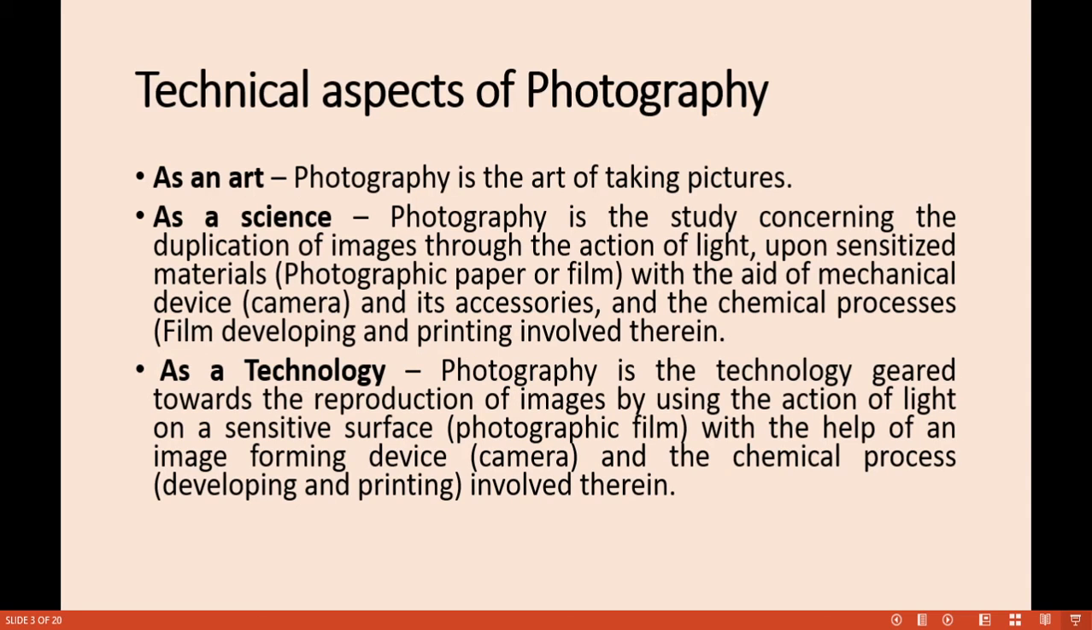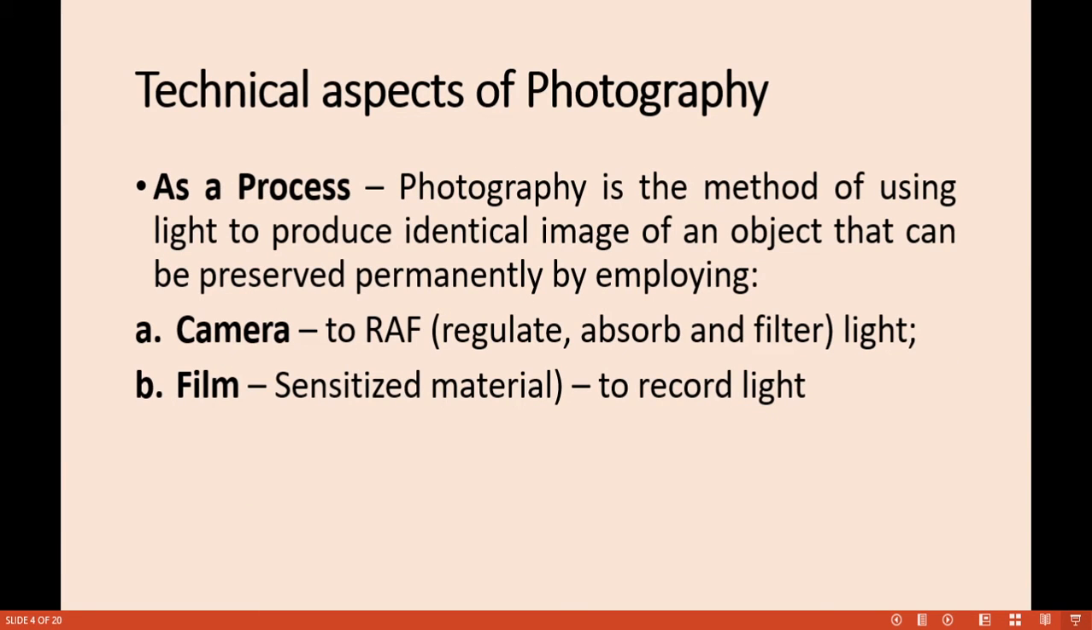As a technology, photography is the technology geared towards the reproduction of images by using the action of light on a sensitive surface, photographic film, with the help of an image-forming device like the camera and the chemical processes of developing and printing involved therein. As a process also, it is a method of using light to produce identical images of an object that can be preserved permanently by employing, first, the camera to regulate, absorb, and filter light; second, film or sensitized materials to record the light.